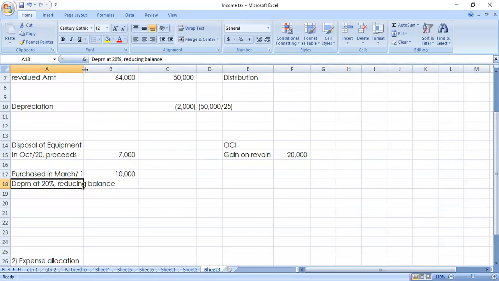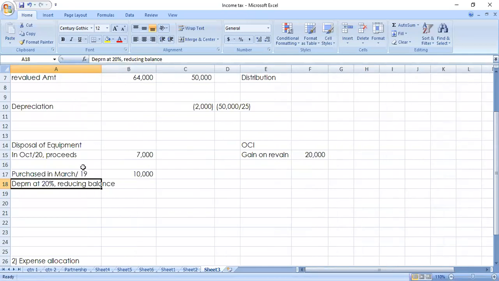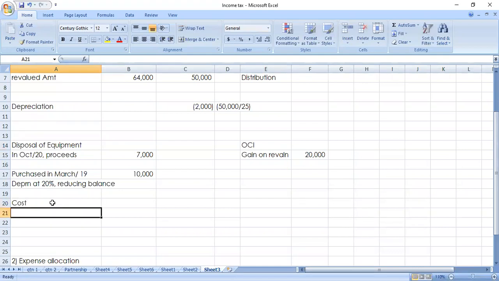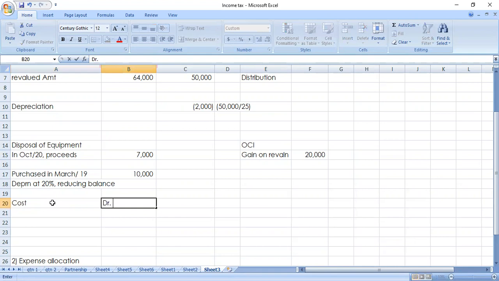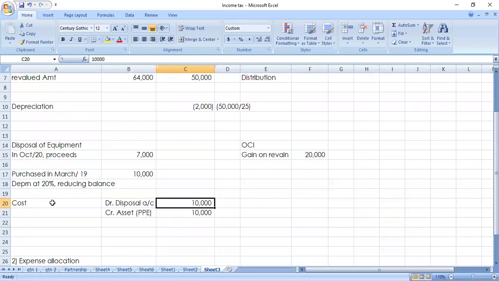Therefore, we are now going to apply the few things we know about depreciation and disposal. For disposal, the first thing you're interested in is usually the cost. If you're disposing of an asset, you debit the disposal account and credit the asset account, in this case the PPE. The cost is 10M. So we can begin with that. You have to open a disposal account, which I'm going to open now.